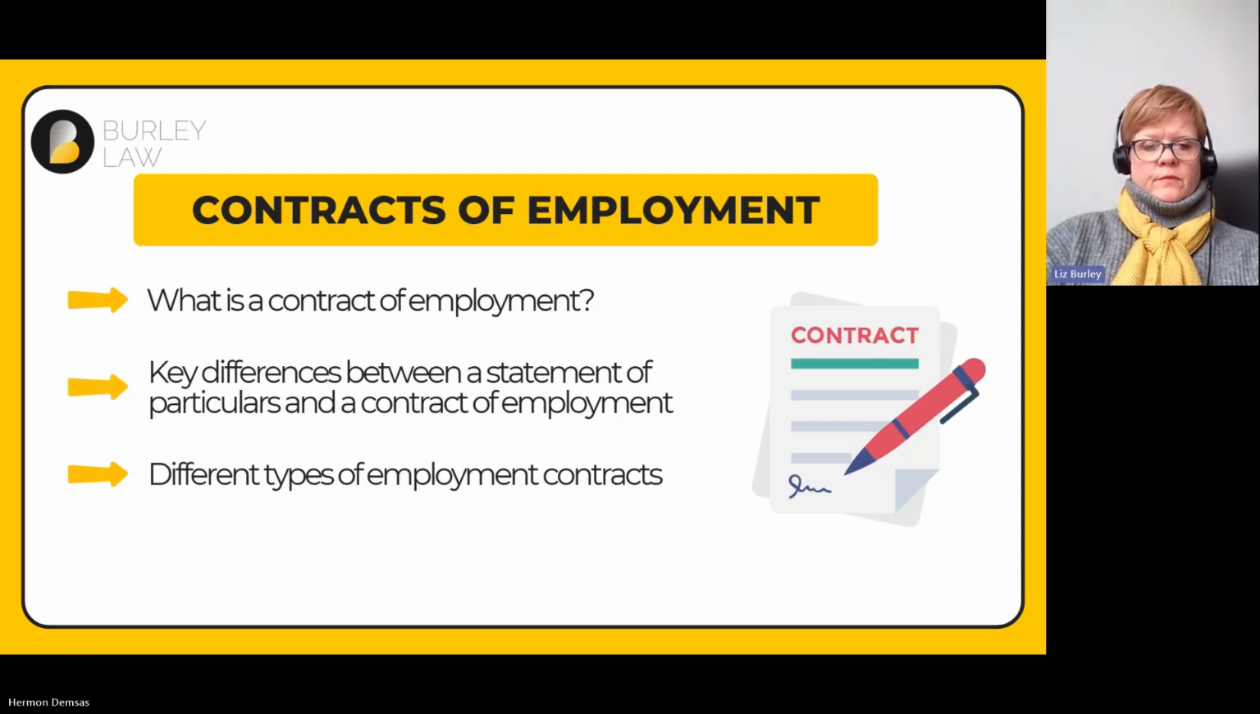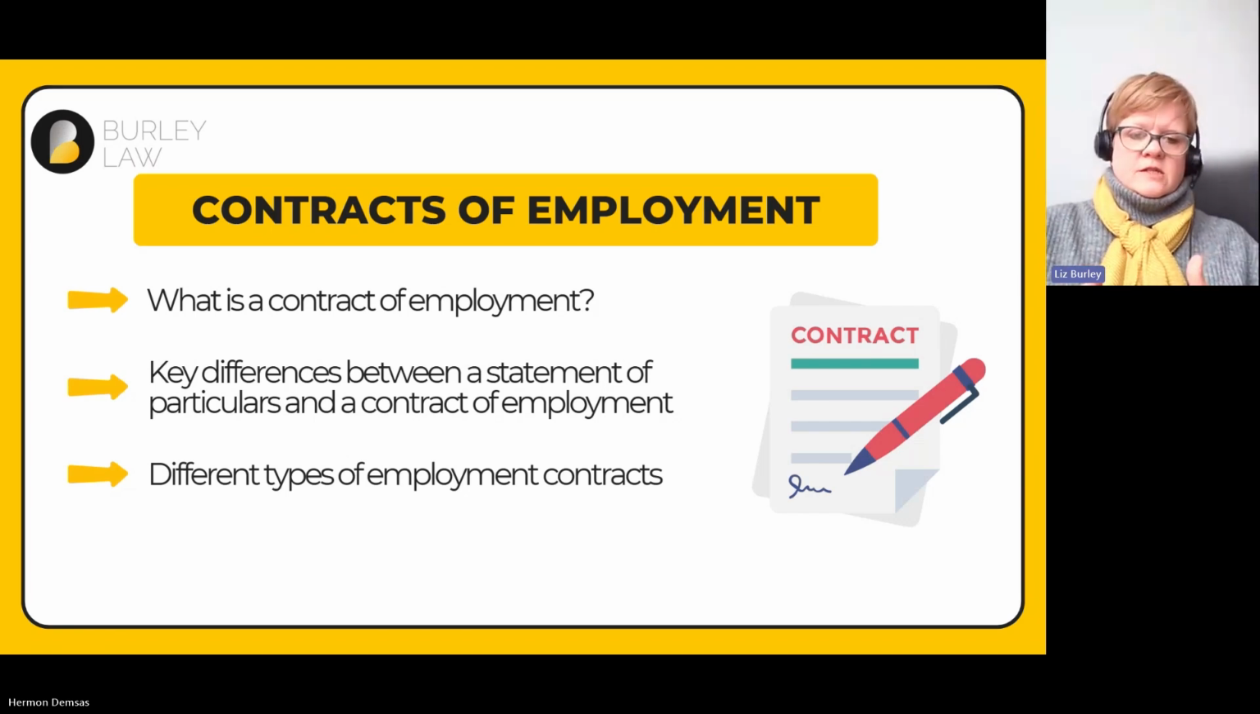Now, I said that I'd outline the differences between this and an employment contract. Well, a written statement is just that. It's a statement of information. It's not actually a contract. And to meet the legal definition of contract, we need offer and acceptance and consideration, something passing between two parties. That's how a contract is made.